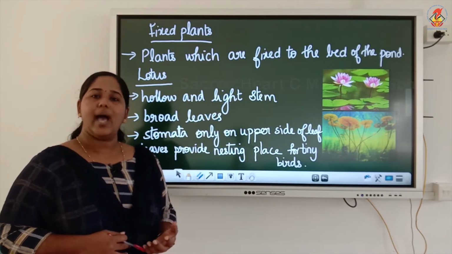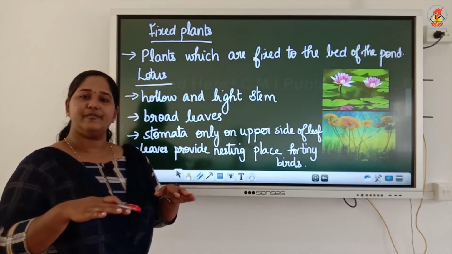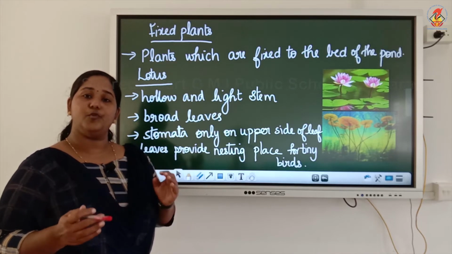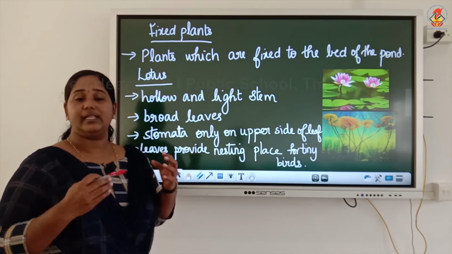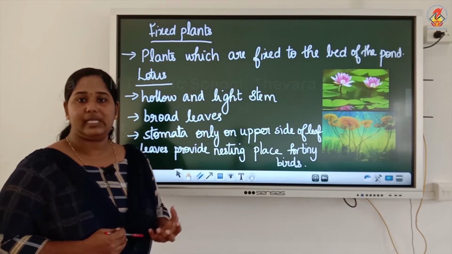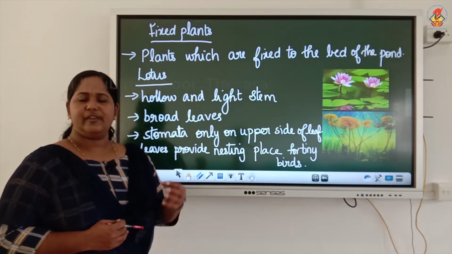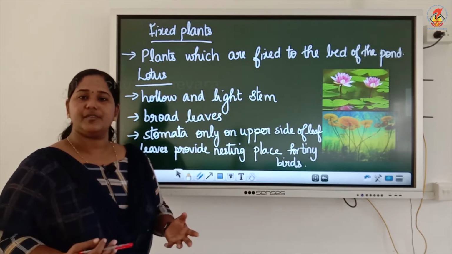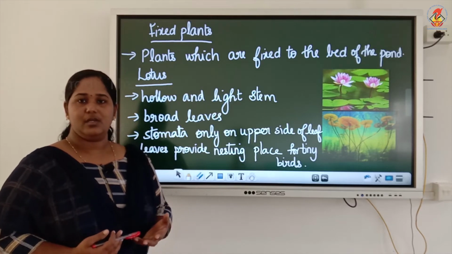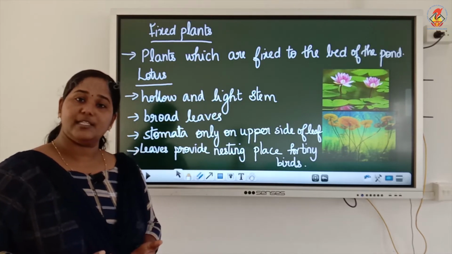If there was no waxy coating, as it is on the surface of water, there is a chance for water to get collected on the leaf and the leaf starts rotting or decaying. So if this happens, all the leaves of a lotus will be decayed. So where will the lotus plant get its food?